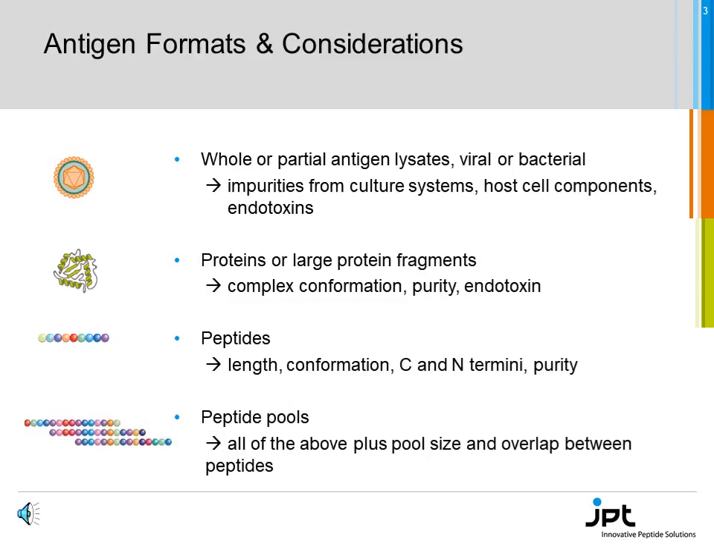Whole or partial antigen lysates from viral or bacterial sources provide a multitude of potentially stimulating peptides, but may contain impurities from culture and expression systems, for example, endotoxins. Proteins may be complete proteins or large protein fragments and may exhibit a complex or simple conformation. They will provide many potentially stimulating peptides, but may also vary in purity and endotoxin content.